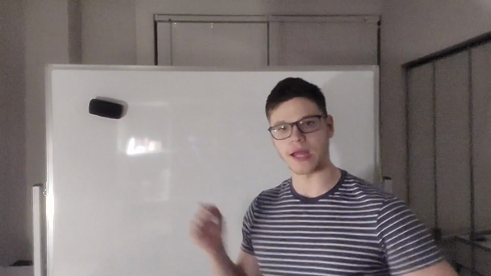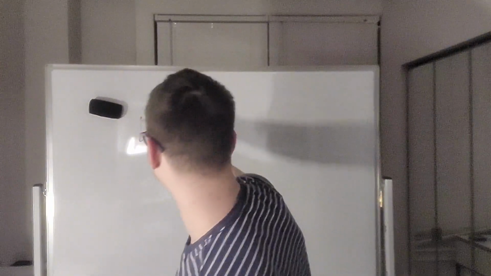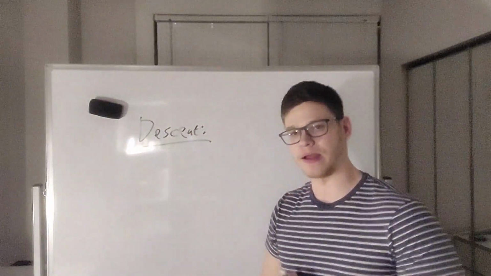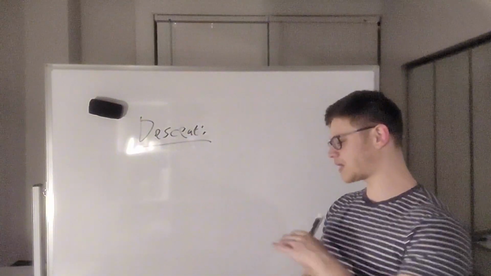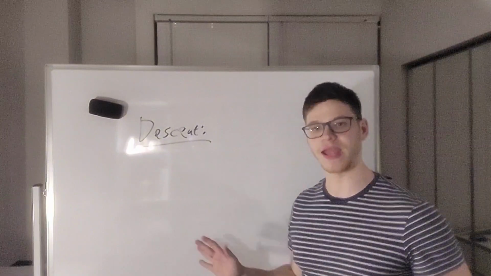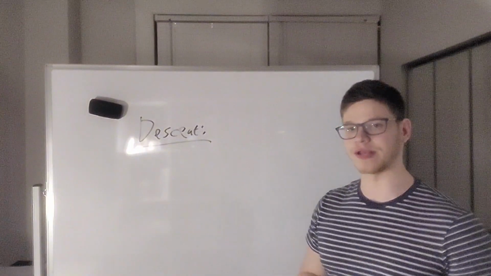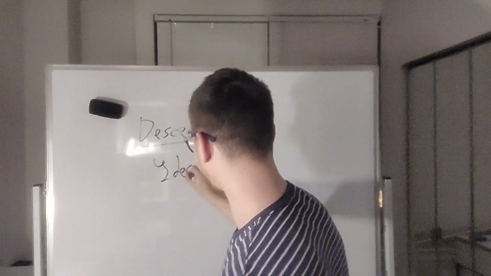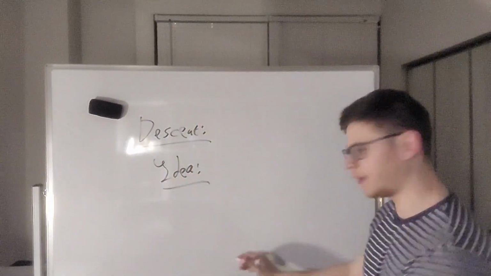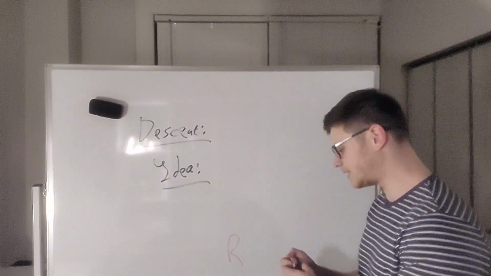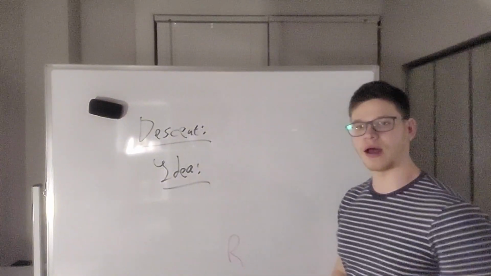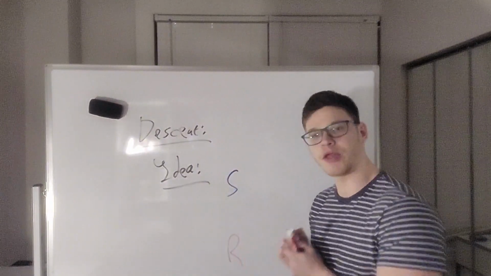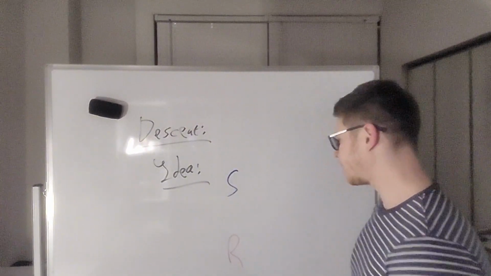So I want to talk about descent today. Descent is something that you can formalize, but it comes up in a lot of very related areas, in algebraic geometry and in algebra. But the basic idea is this. Suppose you have some object down here called R. R could be a ring, for example, and you have some object S that lies above it in some way.